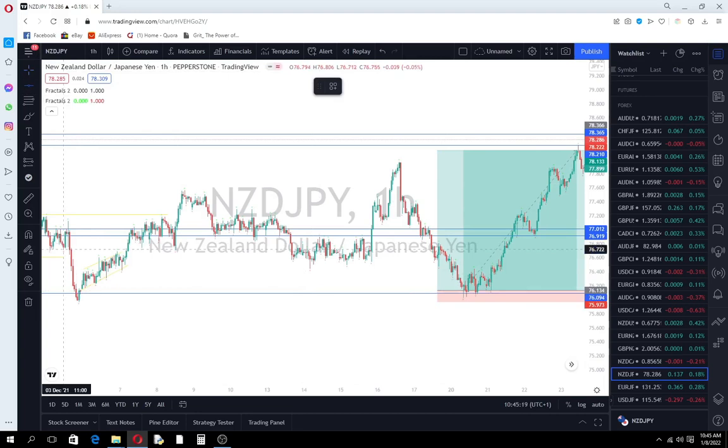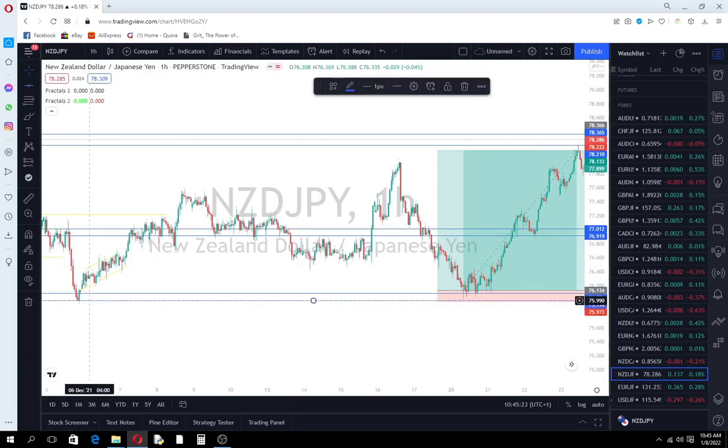Now our stop loss level will be the low of the candle. You can see price made a high of 76.088 and a low of 76.099. Of course, this is a very good risk to reward ratio.